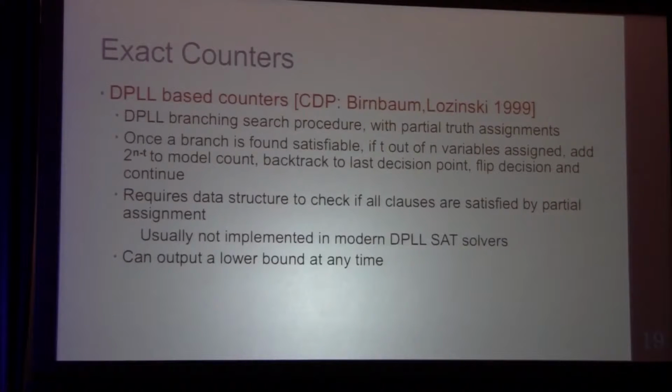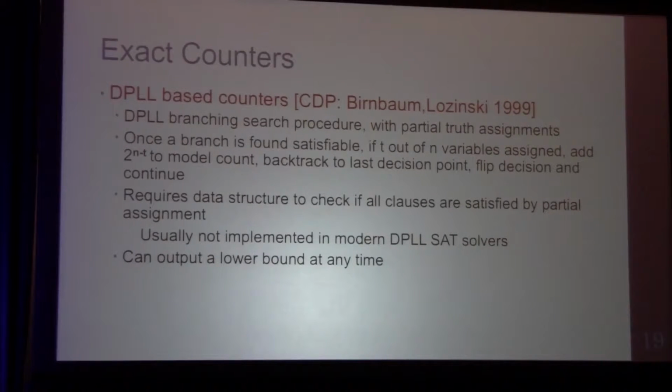So basically, you do a branching search and you keep assigning truth values, and you see what other truth values of variables are implied and all of that. This is the standard DPLL-based search for finding solutions to a propositional formula. Except that what you do here is that once you find that a branch is satisfied, whatever assignments you've made so far satisfy the entire formula, regardless of the assignments you're going to make to the remaining variables, then you can basically skip the assignments to the remaining variables and just count how many assignments to the remaining variables there are.